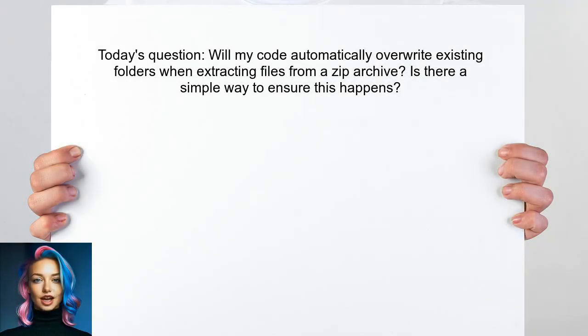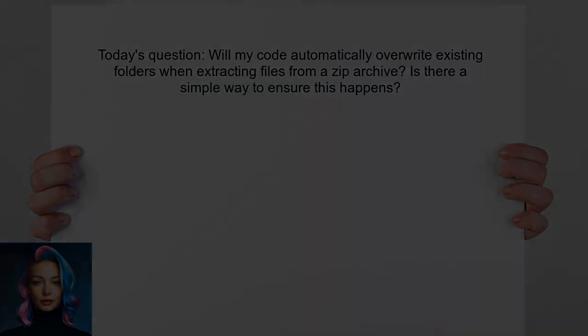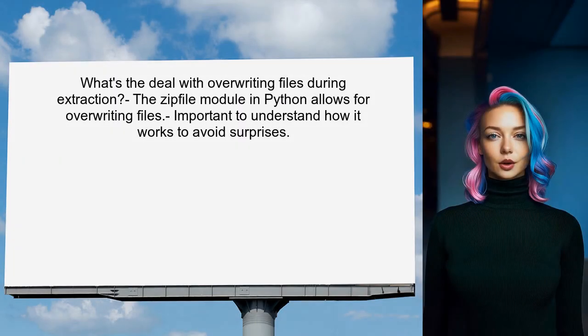Here's the specific question we're addressing today. A user asked if their code would automatically overwrite existing folders when extracting files from a zip archive. They want to know if there's a simple way to ensure this happens. So, what's the deal with overwriting files during extraction?